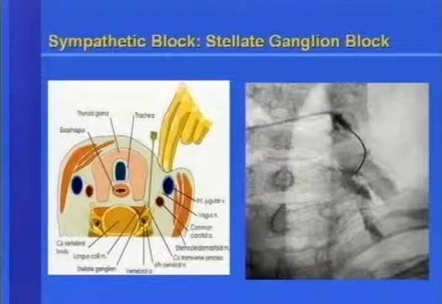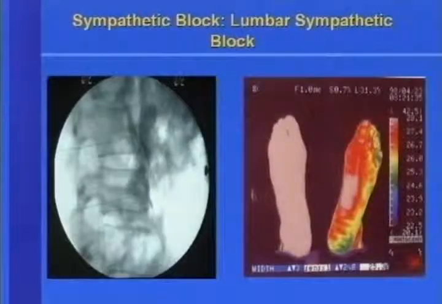On the right, this is what it looks like. These are the spinous processes here, and it's hard to see this, but the transverse process of, say, C6 is here. So what we're doing is injecting dye to indicate inferior spread, and then after that, we'll inject local anesthetics, sometimes some steroid. This is a sympathetic block called a lumbar sympathetic block.